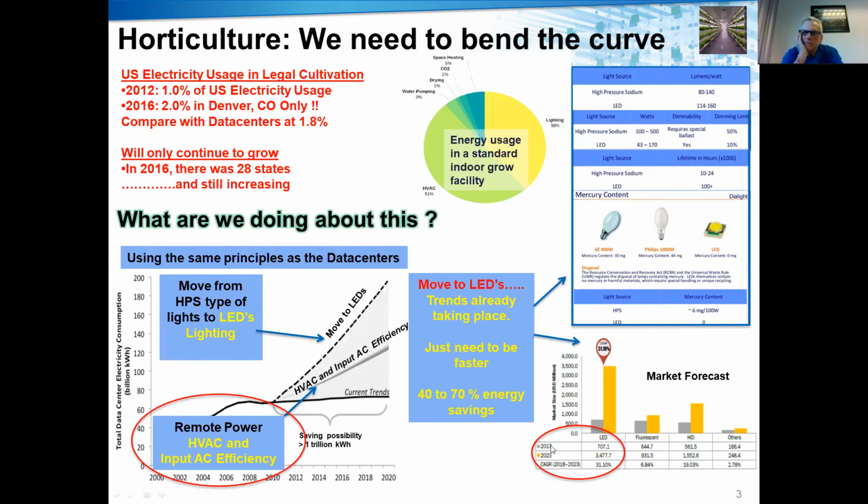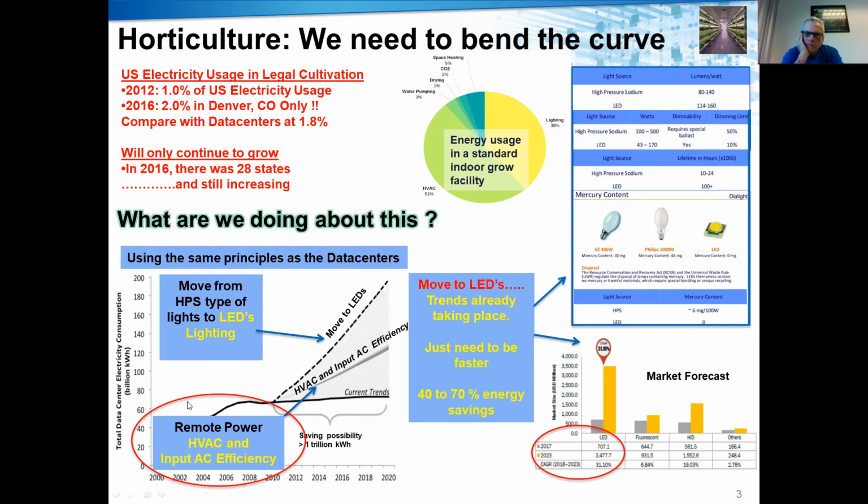And if you look at the market, it is happening. By 2023, another 31% move to LEDs, and that will continue. Some of these other ones may be just for home use or smaller outfits, but LEDs are moving. It's great. Now we have to concentrate on the AC part of it.